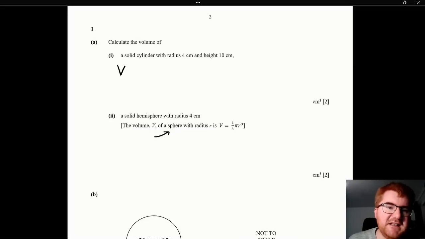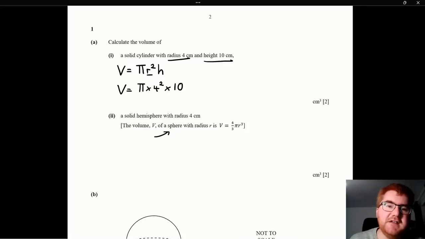Now the volume of a cylinder, just to remind you, is equal to the base of it, so pi r squared, the area of a circle, and then multiplied by h. So if we want to work this out here, we've got a radius of 4 and we've got a height of 10. So wherever I see an r, I'm going to put a 4. Wherever I see an h, I'm going to put a 10. So I'm just substituting r for 4 here and h for 10. And now I'm going to go to my calculator and work it out.